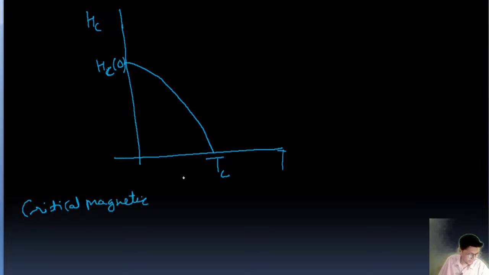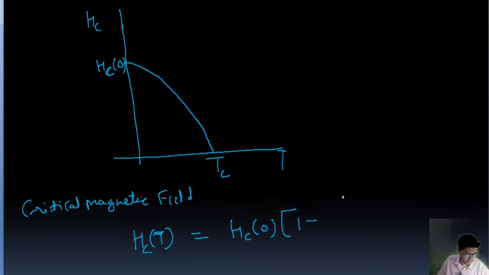This is the critical magnetic field. There's a very important formula, guys. You will get questions in the examination. You need to note down and memorize it, and solve questions using this formula. So the critical magnetic field at temperature T is equal to critical magnetic field at 0 Kelvin into 1 minus T upon Tc whole square, where Tc is critical temperature.